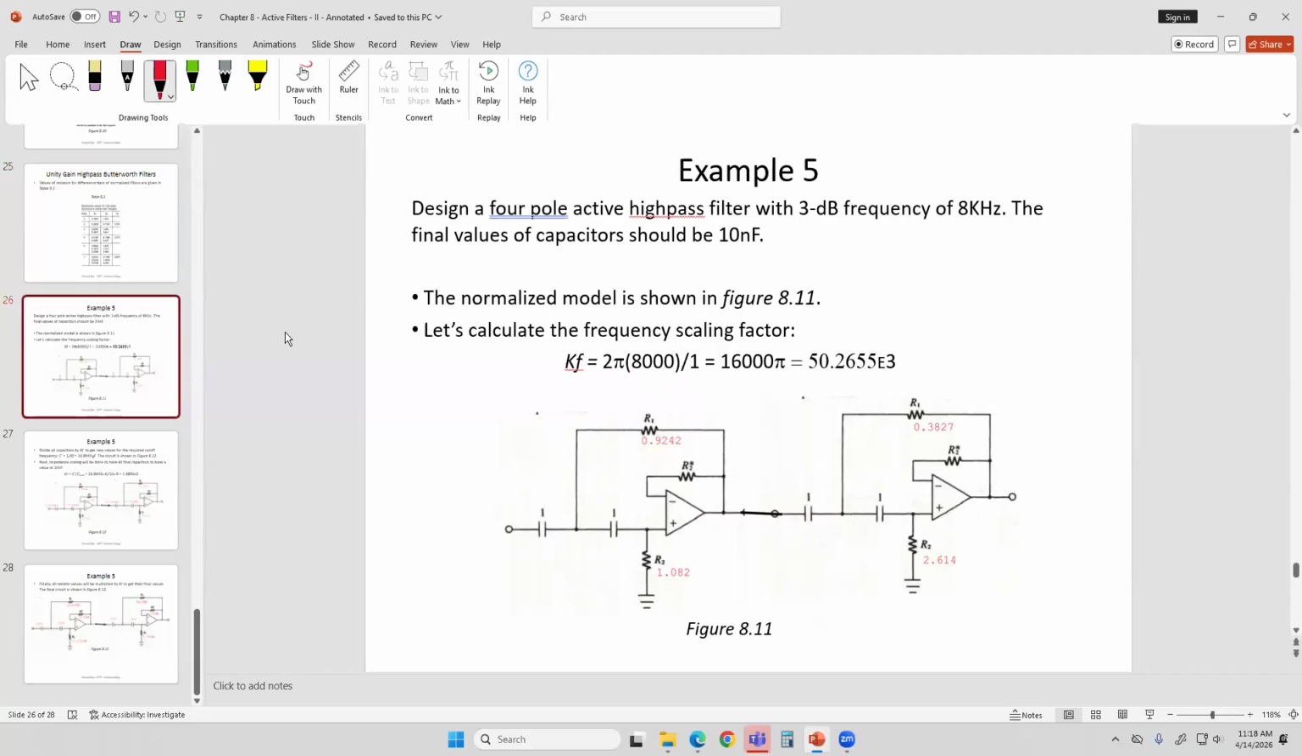Design a 4-pole active high-pass filter with 3 decibel frequency of 8 kHz. The final value of capacitors should be 10 nanofarad because capacitors are a standard, so we want all of them to be 10 nanofarad, which is an easy value to find in our kits.